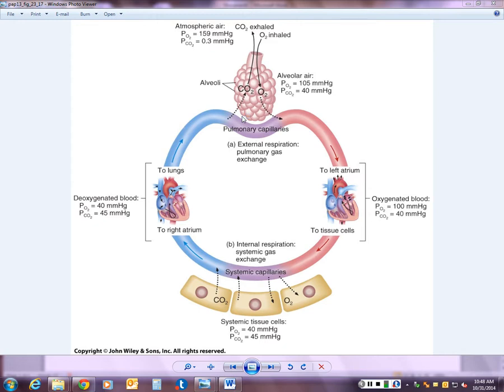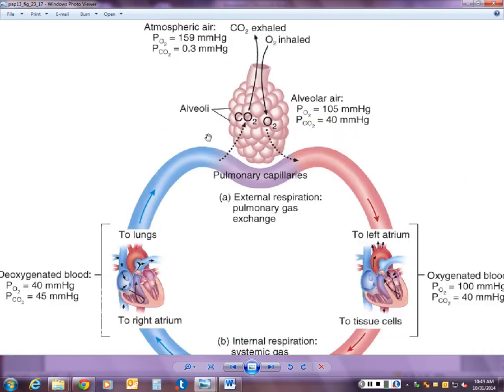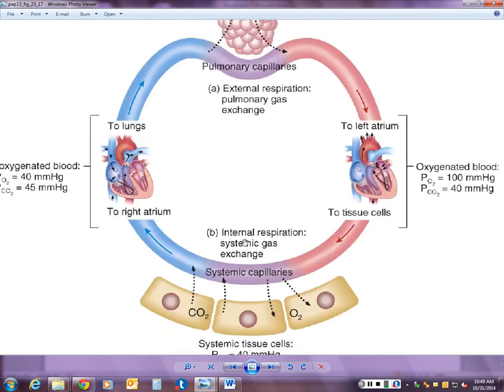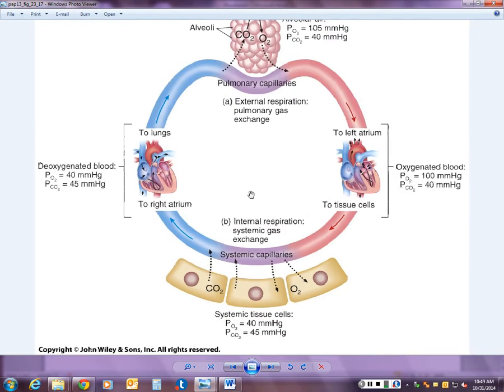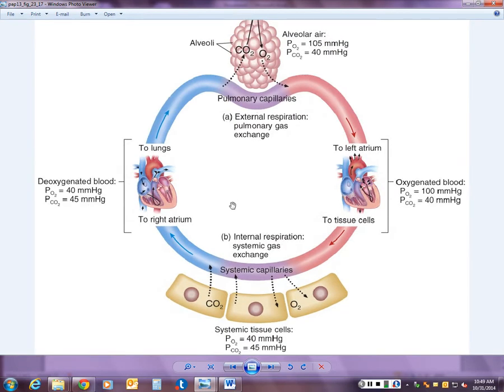During the process of external respiration, we're going to see an exchange of gases between the air within the alveolus and the blood flowing through pulmonary capillaries. During the process of internal respiration, we're going to see an exchange of gases between the blood flowing through systemic capillaries as well as the tissues that are located throughout the various organ systems. So there's two distinctive locations via which gases are being exchanged during each process.